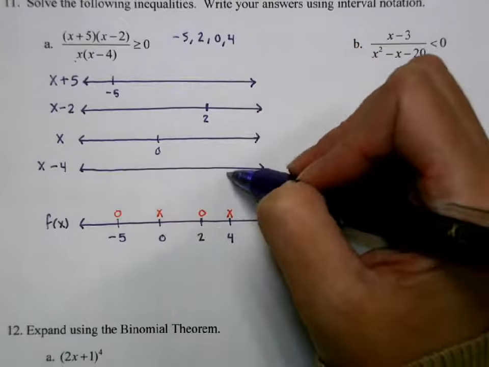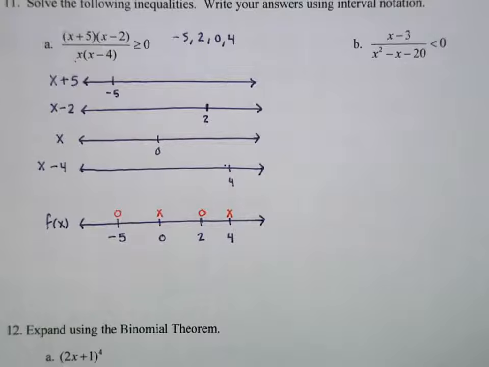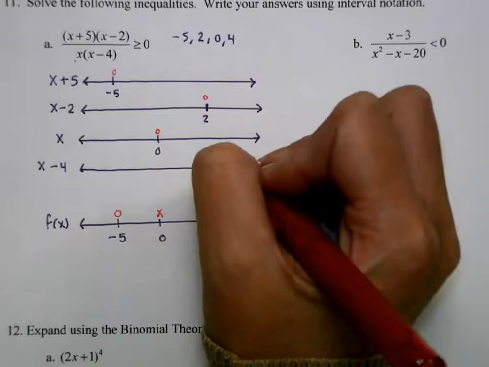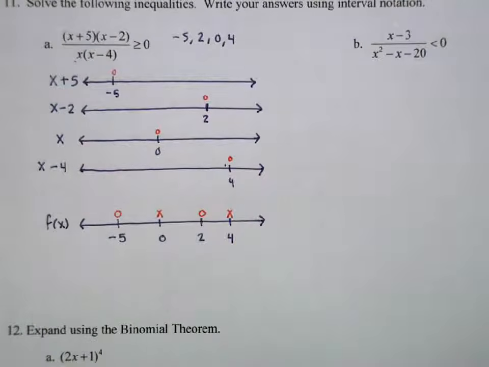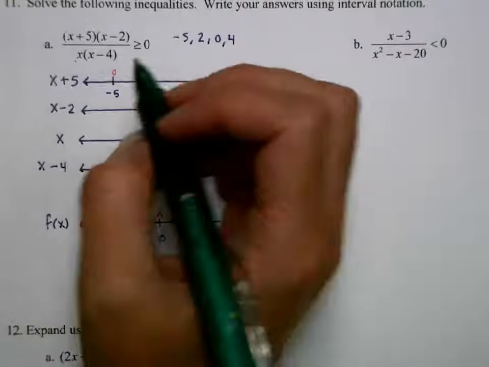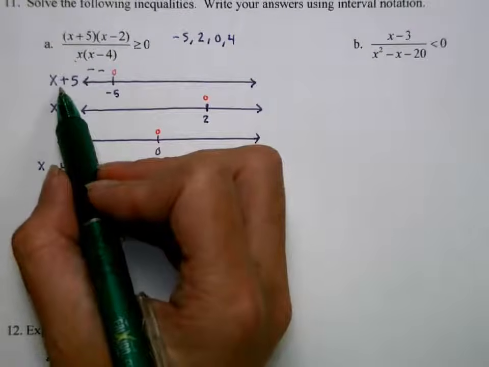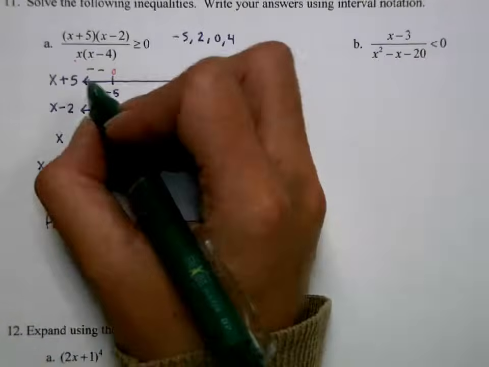Okay, then I'm going to go through each factor and look at what happens. These are all linear factors, so they're all going to change from negative to positive or positive to negative. You can think about the graph or pick a test point, but all of these, there's nothing funny going on. If I plug a number in less than -5, I'm going to get a negative value. Plug in -10, you get negative. If I plug in a number bigger than -5, like 0, I'm going to get a positive value.